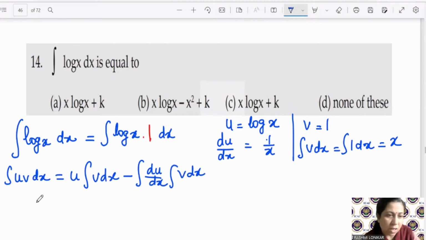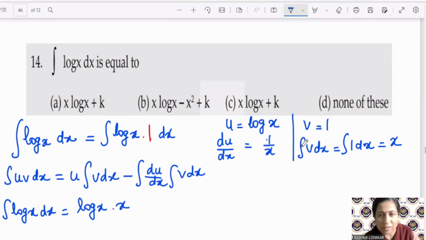So, integral of log x dx is equal to u is how much? Log x, into v is x, into integral v dx is x, minus integral of du by dx is 1 upon x. And integral of v is how much? Integral of v is x, and dx.